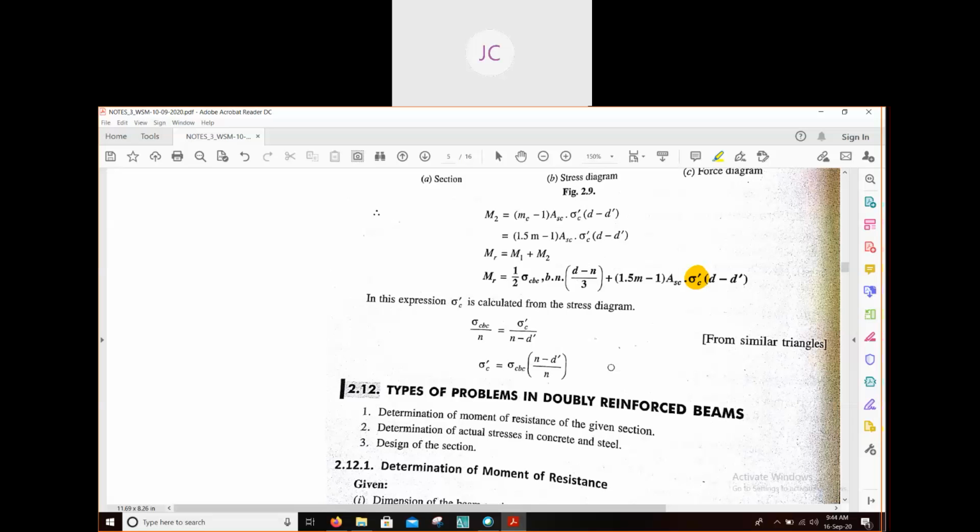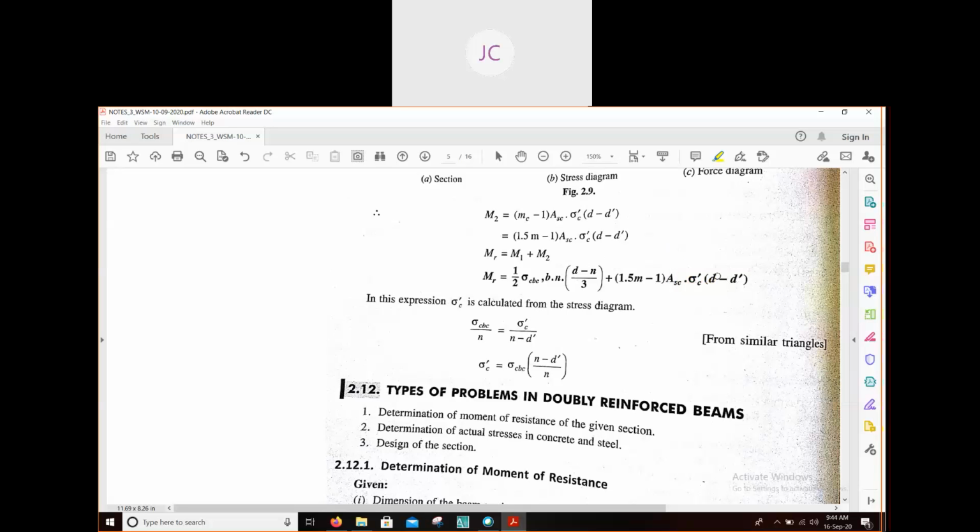So now you have got the equation for moment of resistance for a doubly reinforced beam. This is our final equation. In the entire equation you can calculate everything. Sigma cbc you can calculate from the formula, B will be given to you, d will be given to you, m you can find out using the formula, Asc you can find out. Only the different thing is this sigma c dash, the stress at the compression steel level.